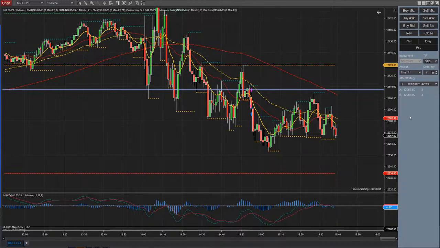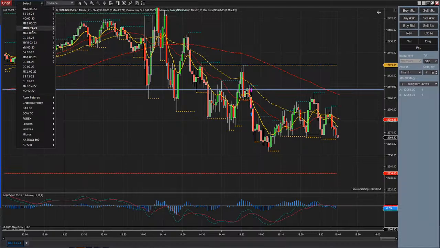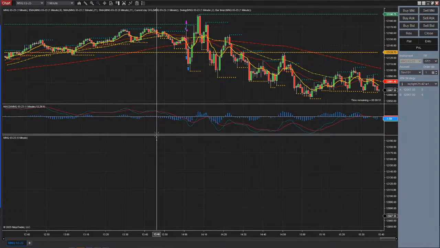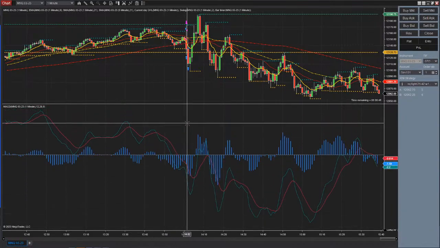What am I on here? I'm on Sim. Am I on NQ? Let's just do MNQ. Let's do micros, be safe. I don't know what the hell just happened. Why did that just pop up? Anyway.